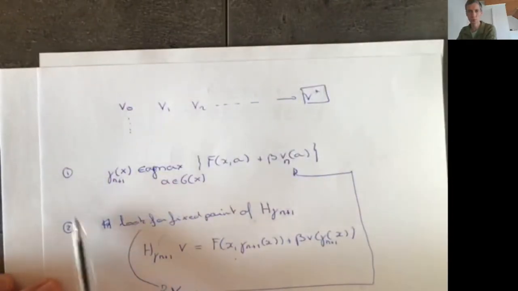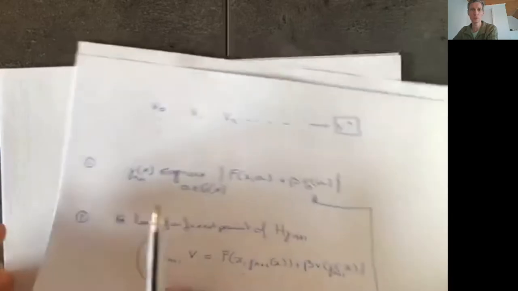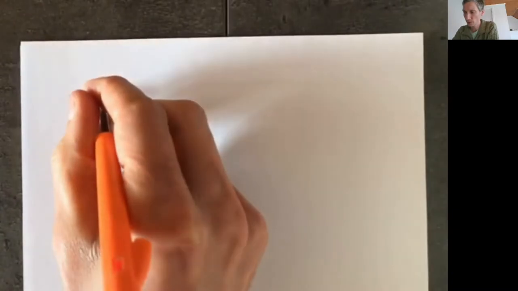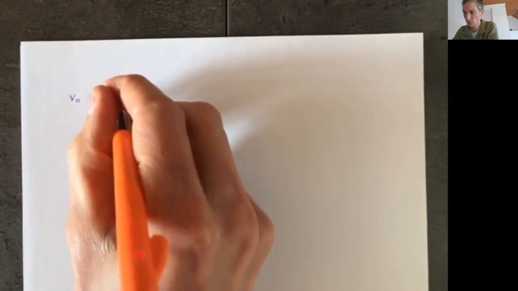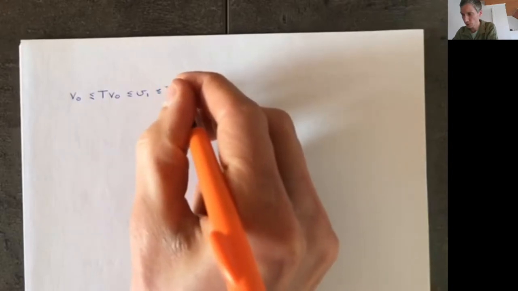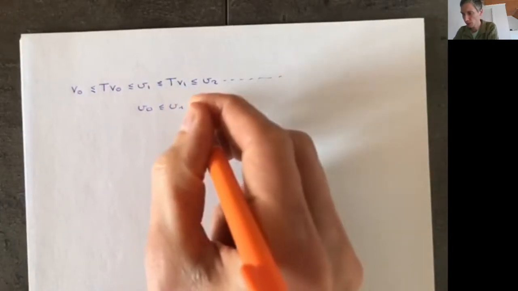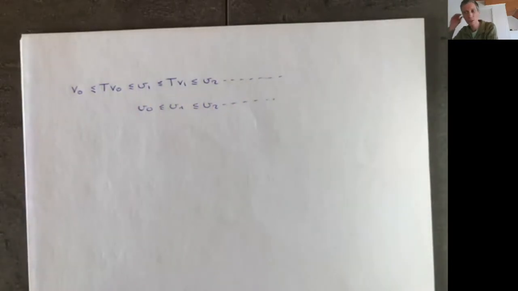The fact that this algorithm, going 1, 2, 1, 2, and so on, converges to a fixed point, which will be the fixed point of the Bellman equation, has an argument that is a bit different from the one we usually make based on contraction mappings. If you start with a function v0, then you can show that v0 is less or equal to T of v0, which is less or equal to v1. And v1 is the function from this algorithm. This is less or equal to T v1, which is less or equal to v2, and so on. In particular, v0 is less or equal to v1, less or equal to v2, and so on. So this is an increasing sequence of functions.